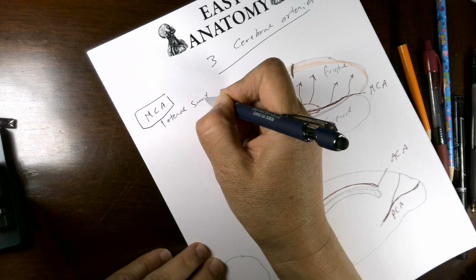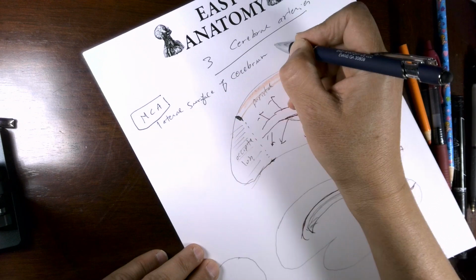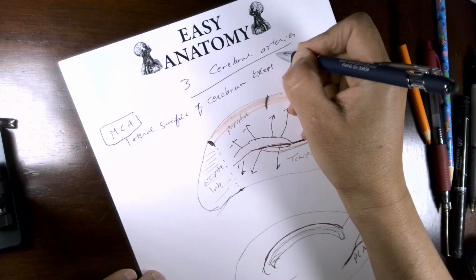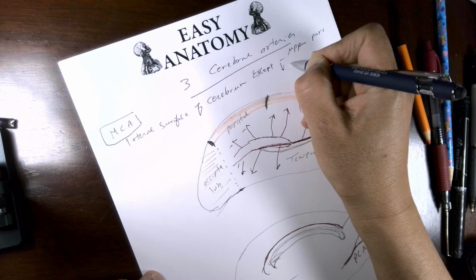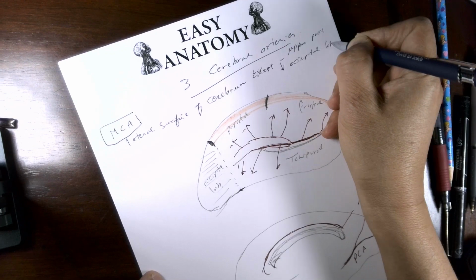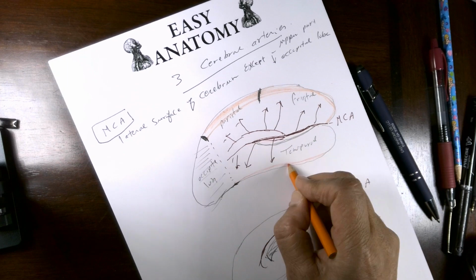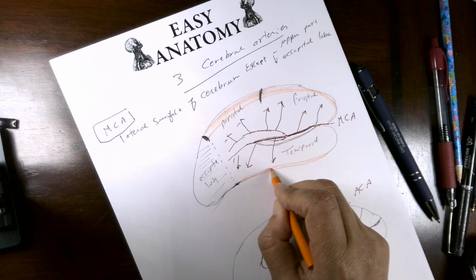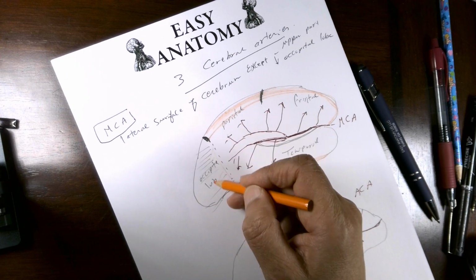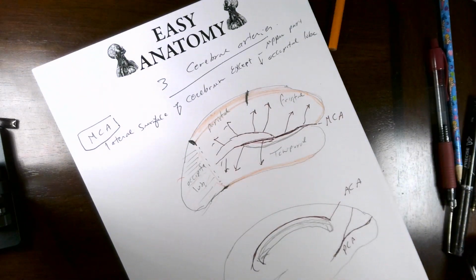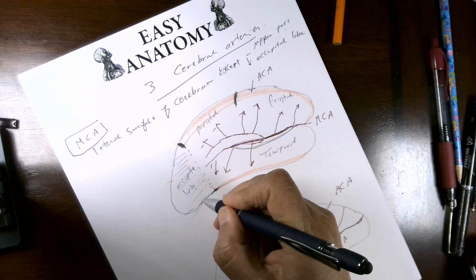To summarize it in a simple way, the trajectory of the middle cerebral artery covers the lateral surface of the cerebrum, except the upper part and the occipital lobe, and also the lower part here. The upper part is supplied by the anterior cerebral artery, the lower part and the occipital lobe by the posterior cerebral artery.